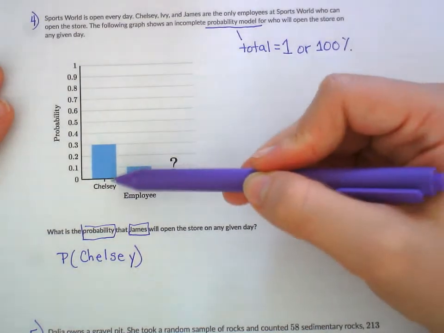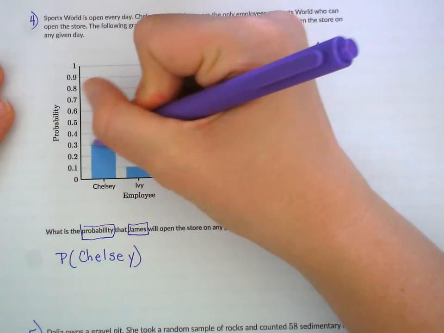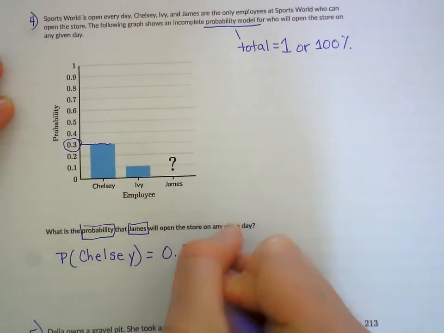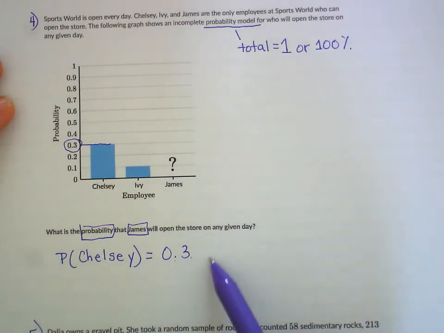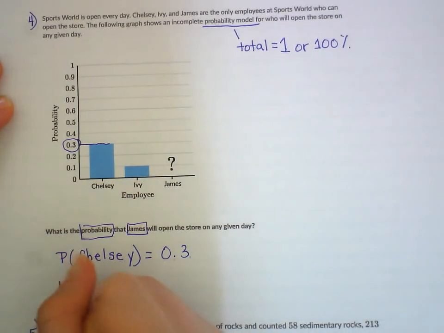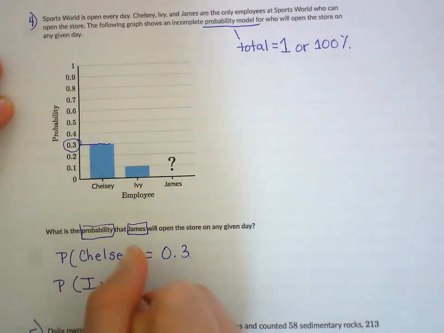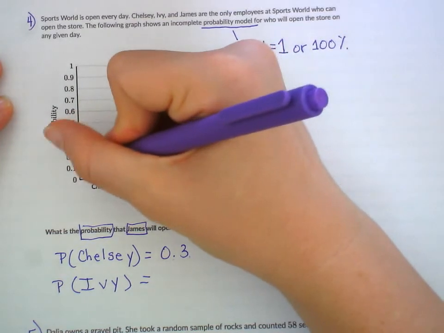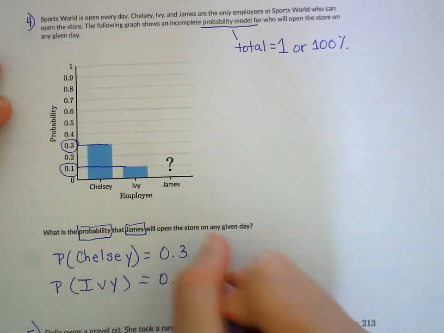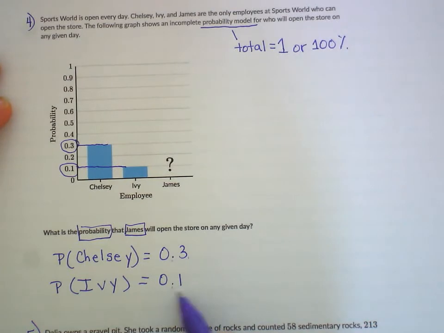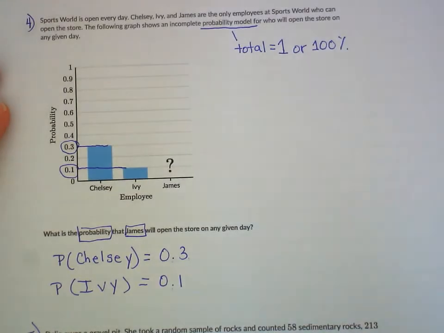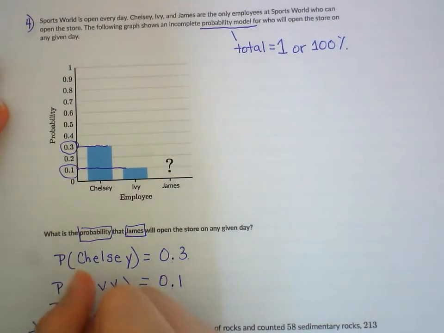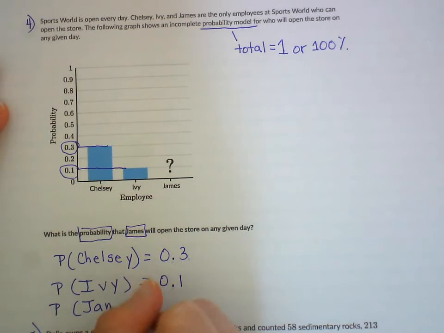So Chelsea, the probability of Chelsea, okay, 0.3. Or if you like it as a percent, change it to the right and it's 30%. The probability of Ivy, 0.1. If you like it as a percent, you move the decimal 2 times to the right and it's 10%. And now we need to find what is the probability of James.